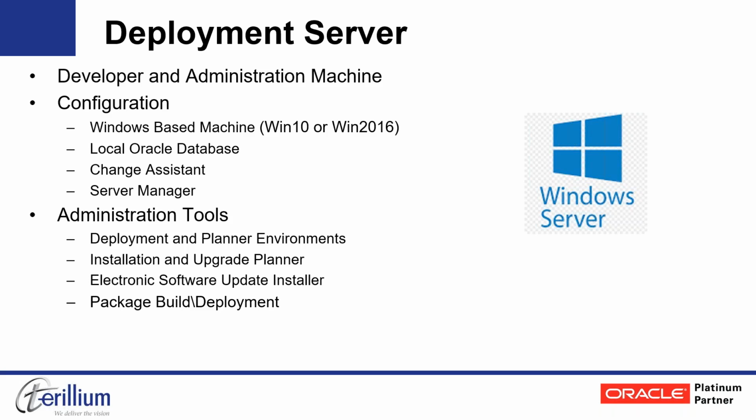It has to be a Windows-based machine. It has a little local Oracle database on it. That's actually what stores that planner path code we were talking about earlier. And there's some additional tools we use that are normally placed on the deployment server, a change assistant, which we'll get into, and server manager.